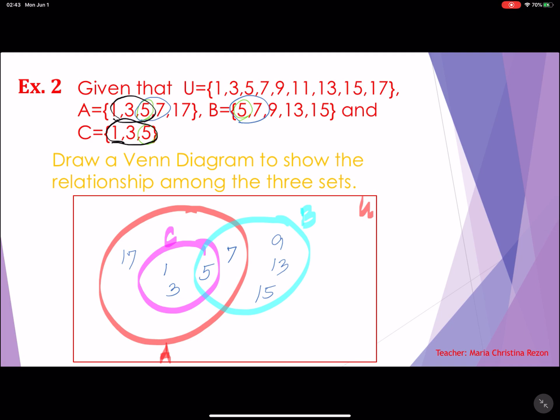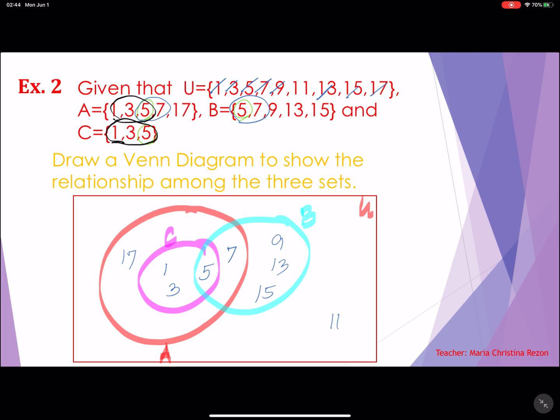And what is left in the universal set that is outside of the three sets? You have 1 is already taken, 3 is taken as well, 5, 7, 9, and then we don't have 11 in all the sets, but we have 13, 15, and 17. So 11 is inside the universal set, but outside the three sets.